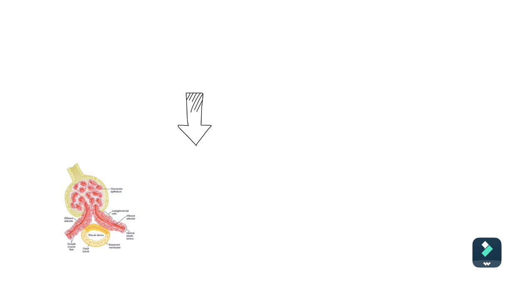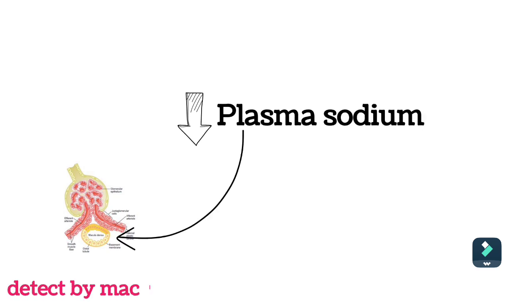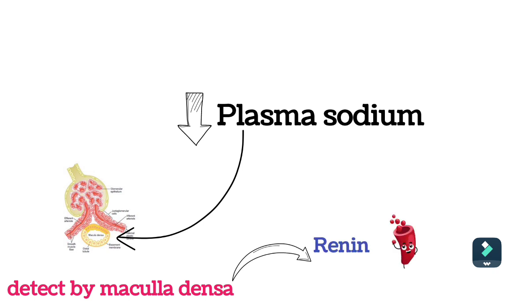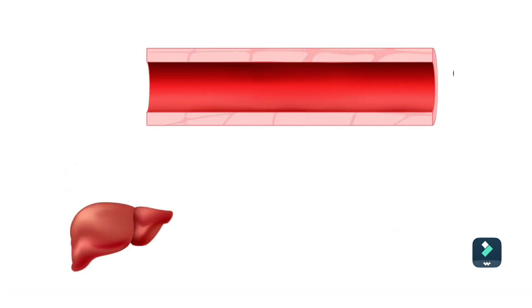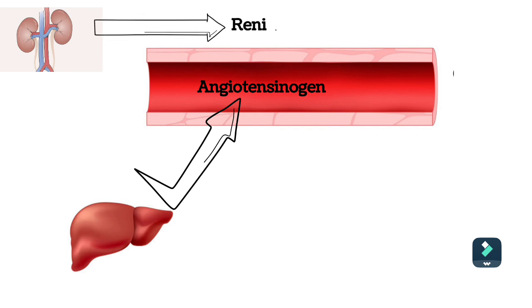Similarly, when blood sodium levels drop, it is sensed by specialized cells in the juxtaglomerular apparatus called macula densa, which also triggers the release of renin into the blood. In both cases, the level of renin in the blood increases. The liver produces a special protein called angiotensinogen and releases it into the blood. This protein is always present in our blood. When renin is released by the juxtaglomerular apparatus, it converts angiotensinogen into angiotensin I in the blood.